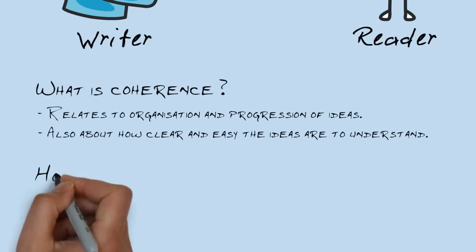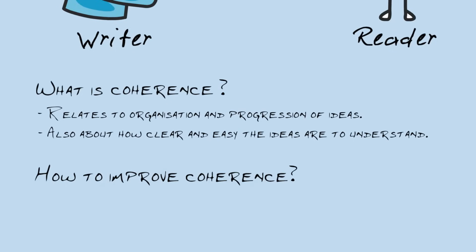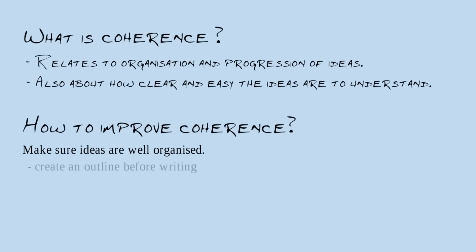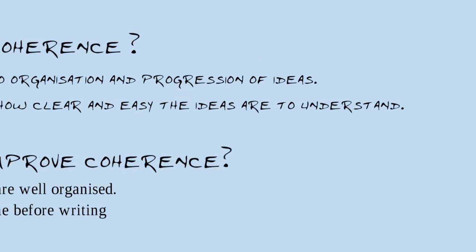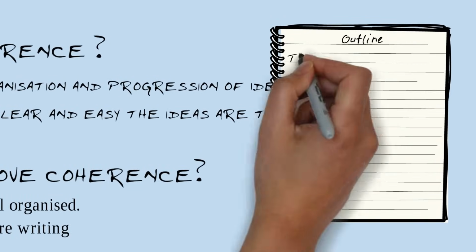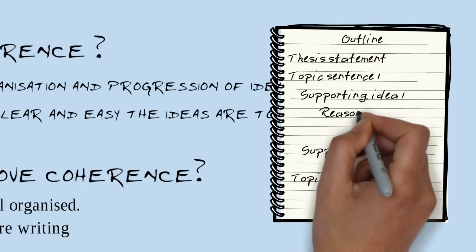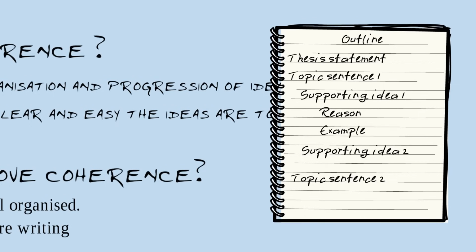How then can we improve coherence? Well, since it relates to the organization and progression of ideas, we need to make sure our ideas are well organized. And as it also relates to how easy the ideas are to understand, we need to make sure ideas can be understood by the reader. One way to help with the organization of ideas is to create an outline before writing. So an outline will normally include the thesis statement, topic sentences, supporting ideas, supporting details, reasons, examples, facts, statistics, and so on. Many students don't like to use an outline, especially for short, timed writing.